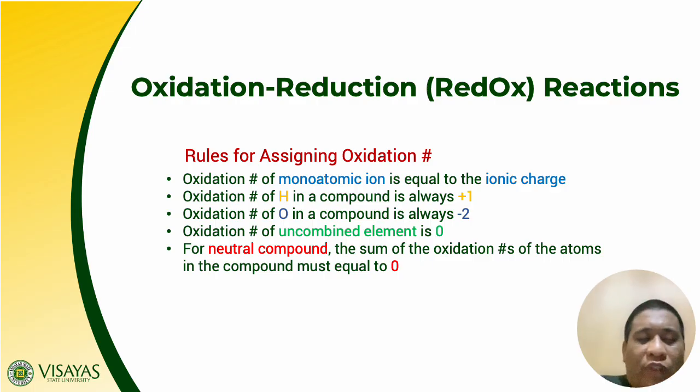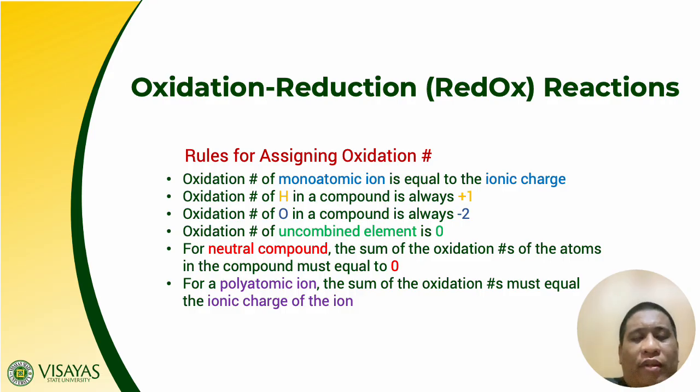For a neutral compound, so if we're talking about reactants or products that are neutral, meaning there is no net charge, or the net charge of the product or the reactant is 0, then the sum of the individual oxidation numbers of the atoms should also equate to 0. Then for a polyatomic ion, the sum of the oxidation numbers should equal the ionic charge of the ion. So for example, if you have the carbonate ion, which is CO3 2-, then the overall oxidation number combined for the respective elements carbon and oxygen should equate to negative 2.